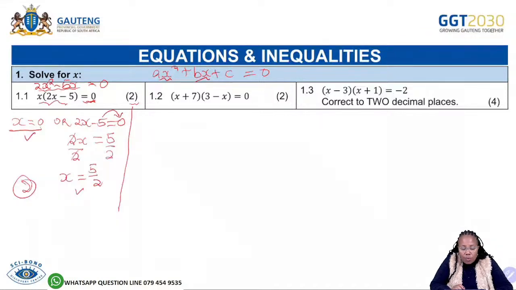Let's look at the second one again. This is equal to 0, happy, brackets on the left, happy, they have already factorized for you. Yours is to say what?